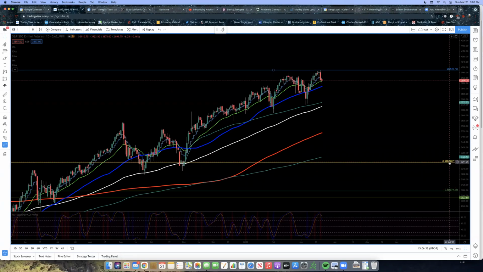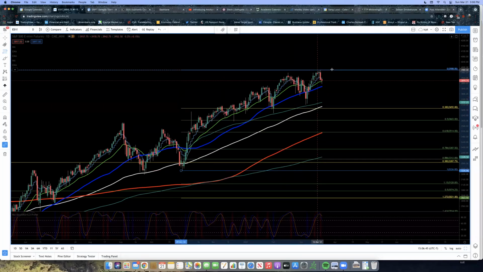The .382 doesn't really give me any help. So what I'm going to do is I'm going to draw another one of these, and I'm going to take it from this most recent low, which is in October, and I'm going to work it back to the most recent high. Now, I have an idea of where things could go.